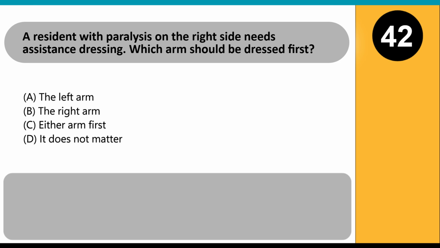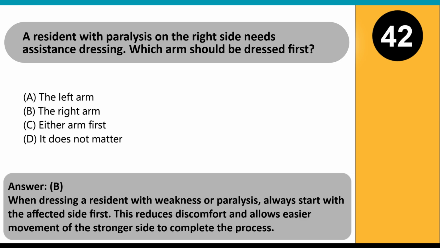A resident with paralysis on the right side needs assistance dressing. Which arm should be dressed first? A. The left arm. B. The right arm. C. Either arm first. D. It does not matter. Answer B. When dressing a resident with weakness or paralysis, always start with the affected side first. This reduces discomfort and allows easier movement of the stronger side to complete the process.